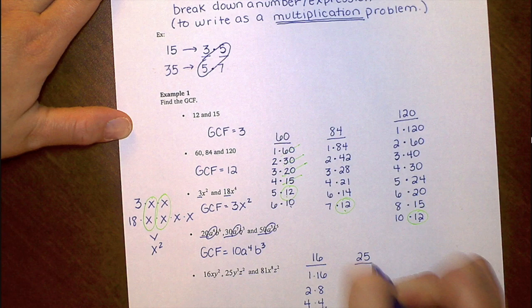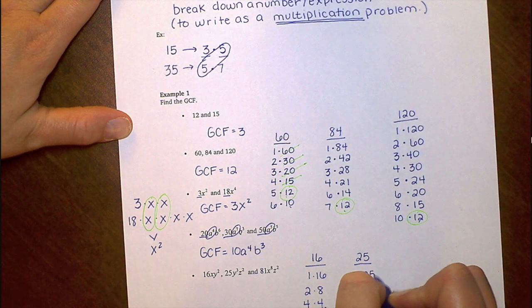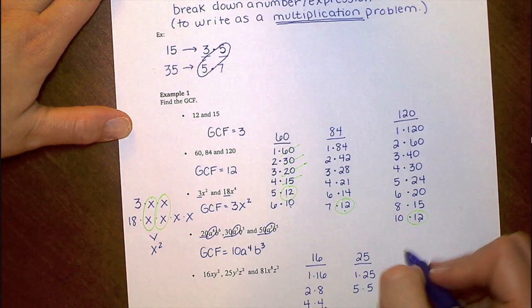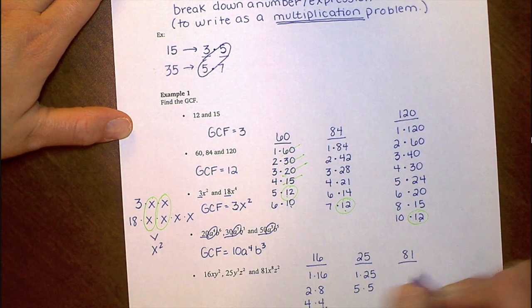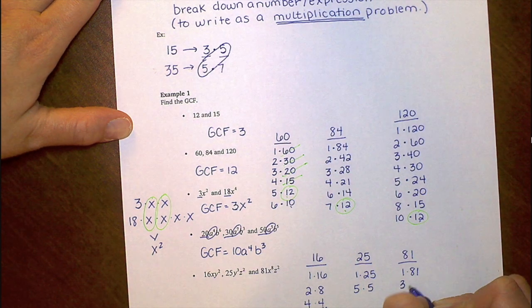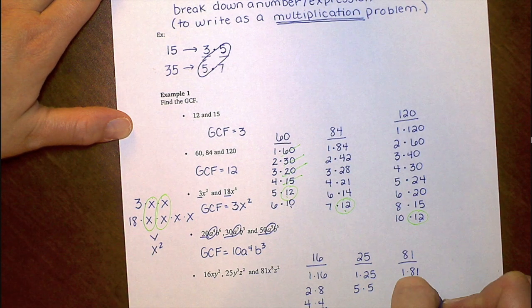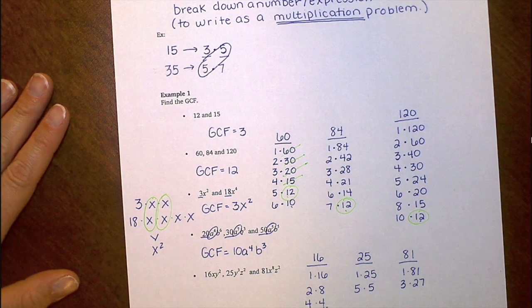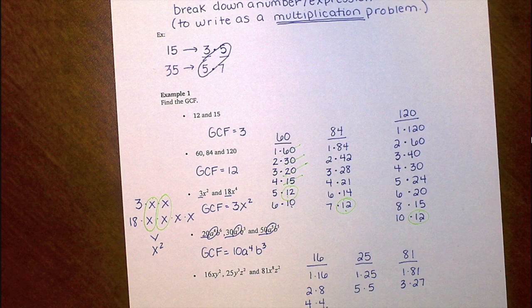25 is pretty short. 1 and 25 or 5 and 5. Those are your only choices. And 81 could be 1 and 81. 2 doesn't work, so 3 and 27. 4, 5, 6. Yep, 6 won't work. 4, 5, 6, 7, and 8. None of those will work. And if you're not sure about that, you can check them on your calculator.